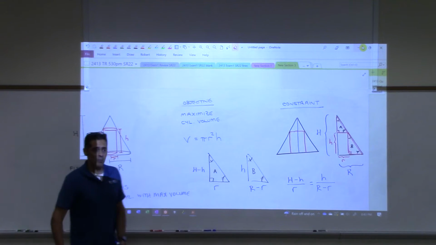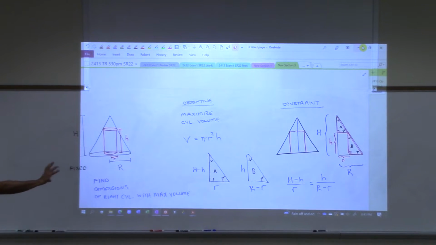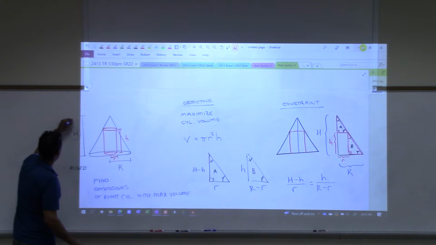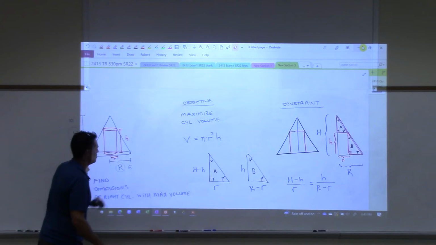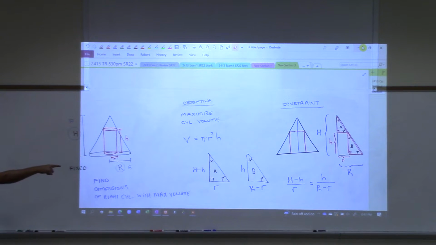Now you told me you didn't want numbers, right? You wanted to leave them as constants. But just so you can see it, just imagine that this was the number 10 and that this was the number 6. What would that look like? We would have 10 minus h over little r equals h over 6 minus r. And do you see that this is an equation that has little r and little h in it? You should be able to solve this for little r or little h, because these are constants.